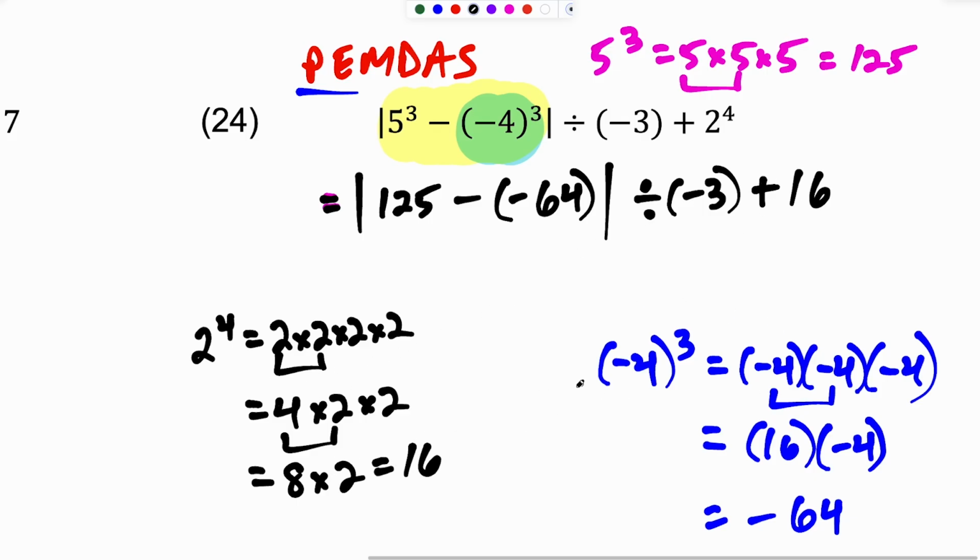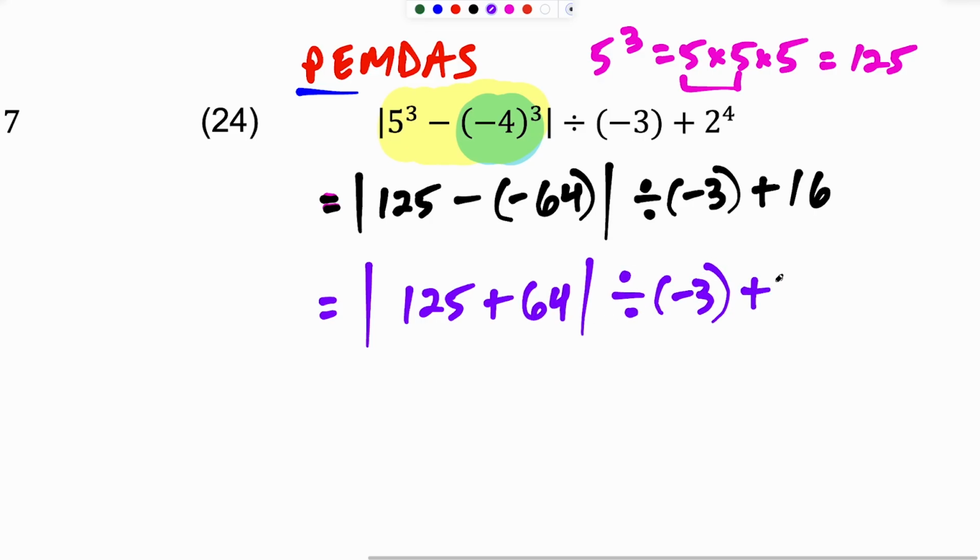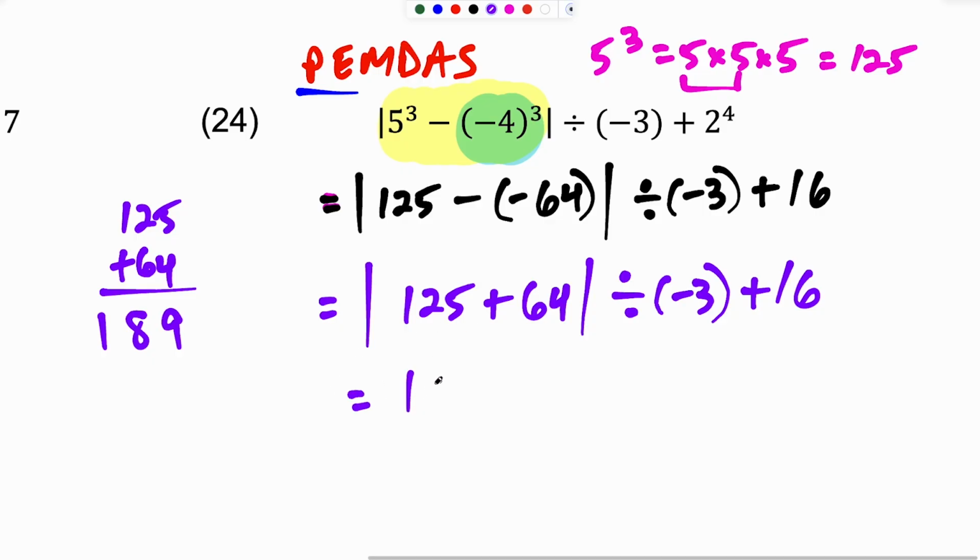And now I'll erase all this extra stuff so we have space. Moving on, inside this absolute value, we have 125 minus negative 64, which is going to change to 125 plus 64. And then after that, we're going to divide by negative 3 and add 16. I'll work this off to the side here. 125 plus 64: 5 plus 4 is 9, 2 plus 6 is 8, and the 1 carries down. So we get the absolute value of 189. Let me clean this up a bit. We have absolute value of 189, and then divided by negative 3, and then plus 16.